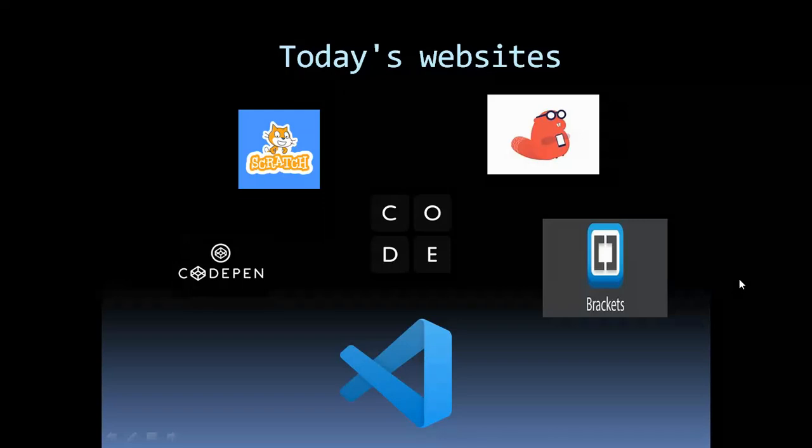The main website is code.org. If you are a beginner and you don't know how to code, code.org is the best website to code with. You can learn coding with it. And you can even use Scratch. Scratch is usually used to make games.